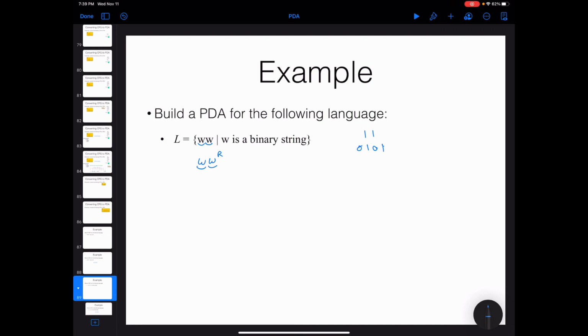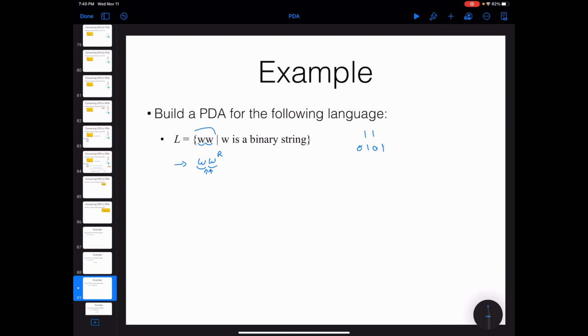Basically, we can do it because we have access to a stack. Whatever the string W is, you can push it to the stack, and your stack is going to be a last in, first out type of data structure, right? So the last token that you have read from W, you can match as the first token of the reverse of W. So it is possible to create a pushdown automata for this language.